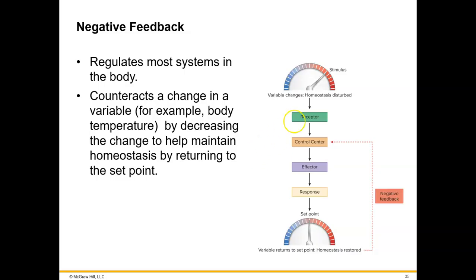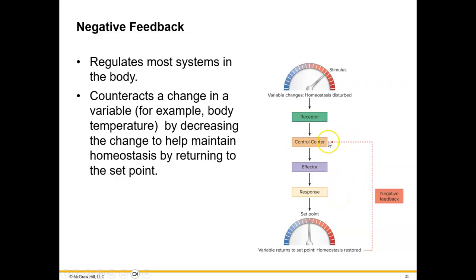One of the other effectors will be the smooth muscle that lines your blood vessels, because it will cause your blood vessels to dilate so that blood can flow faster, and blood can flow more quickly. And that will cause blood to flow to the surface of your skin, and then that heat will radiate off of the surface of your skin.